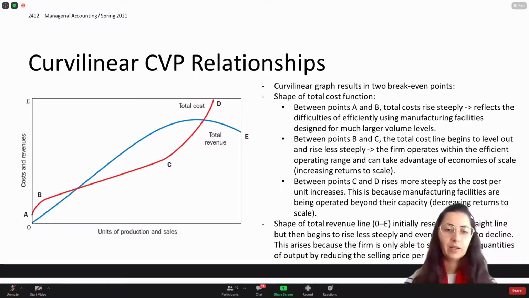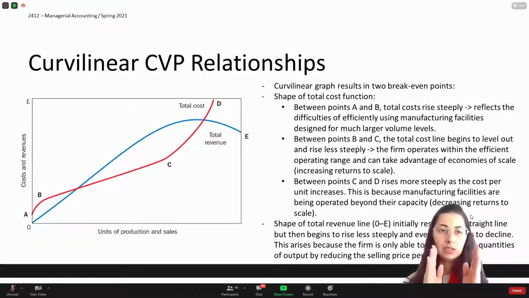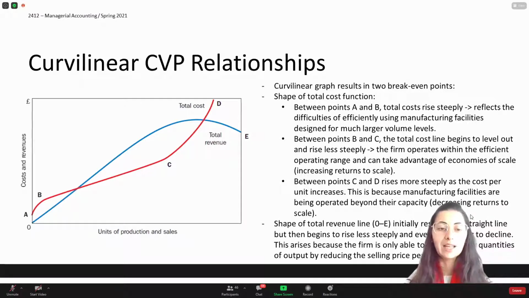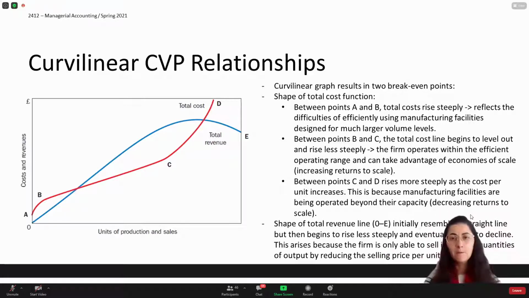So on the X, we have the units of production and sales, and on the vertical line, on Y, we have the costs and revenues. So we see when the company has a small level of activity, so it's producing and selling very few units, what we see is a very steep cost curve. So each extra unit will cost a lot. It's very expensive to produce. So looking between points A and B, it's a very steep curve. So it's very expensive to produce one more unit because we are producing each unit individually.